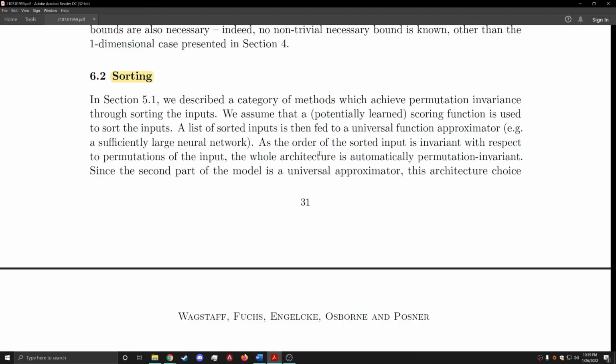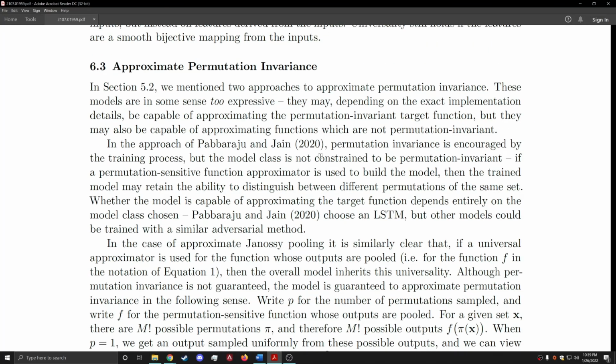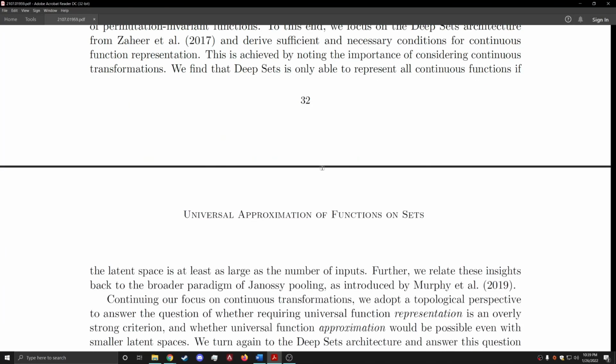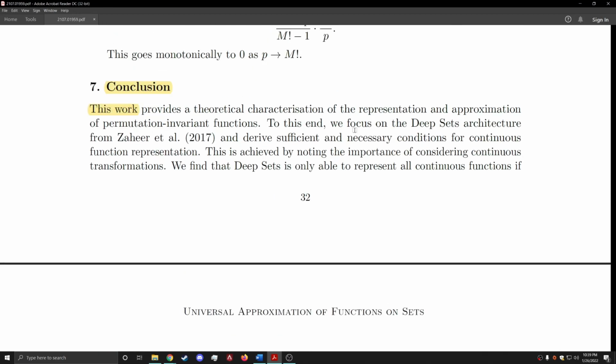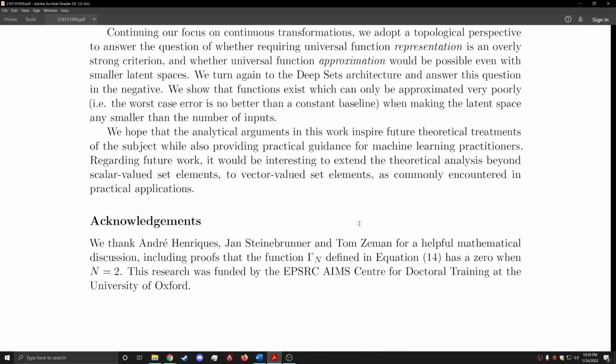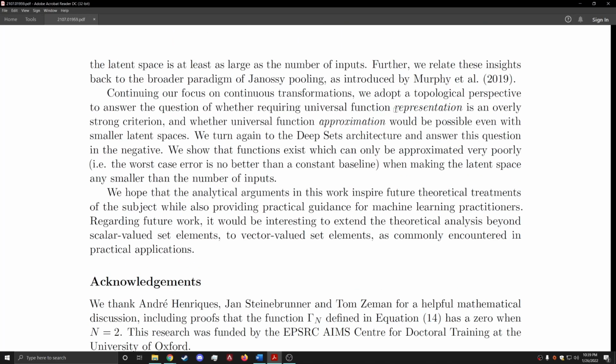Oh, we get back into sorting. I just really think that we have pretty much finished everything. Yeah, here's the conclusion. We did it. We focused on deep sets the whole time, and we proved exactly what dimensionality you need for representation and approximation.